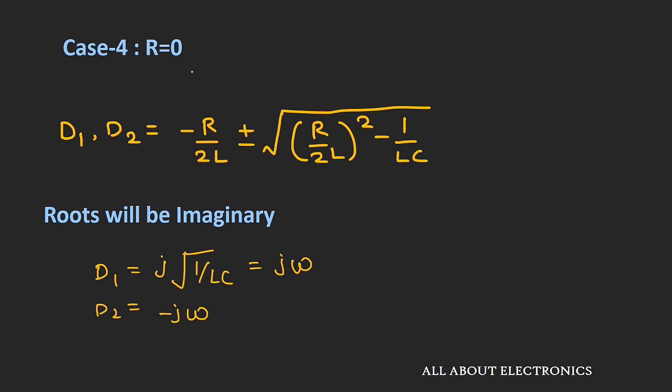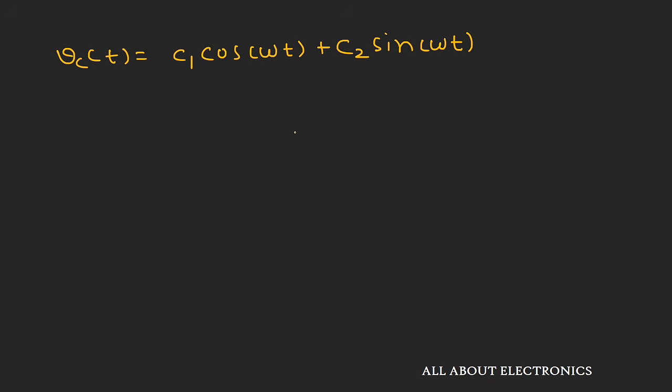And the solution Vc(t) can be given as C1 cos(omega t) plus C2 sin(omega t). As you can see here, when the value of R is 0, the circuit will not provide any kind of damping, and the response of the circuit will have pure oscillations.